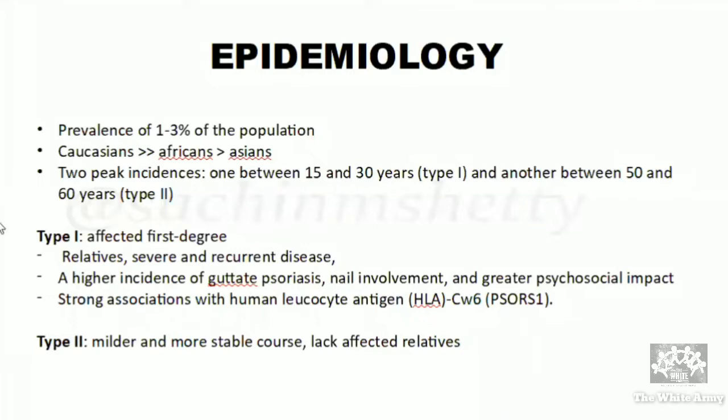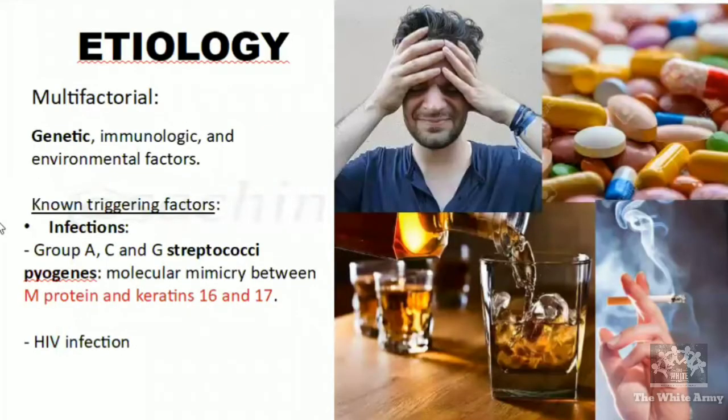As I said, etiology is multifactorial. Genetic, immunological, and environmental factors, everything combined together, cause this disease. Certain triggering factors are there. When people with genetic susceptibility have these triggering factors induced in them, like getting an infection with certain bacteria, the chances of developing psoriasis are more.